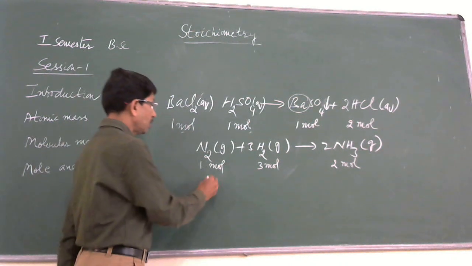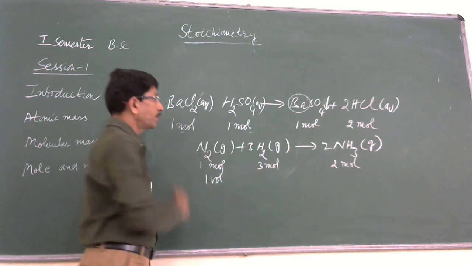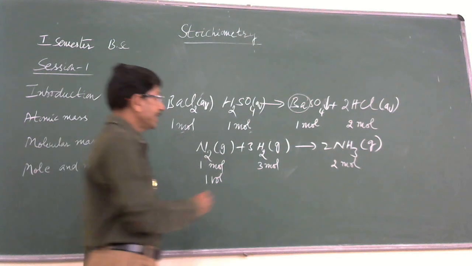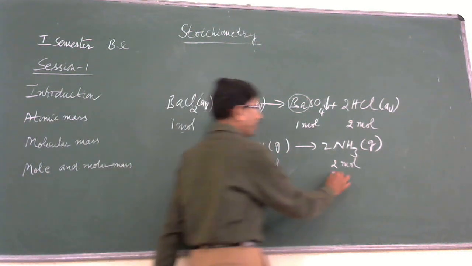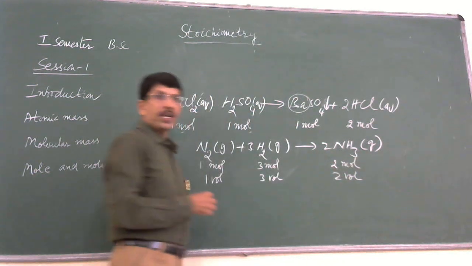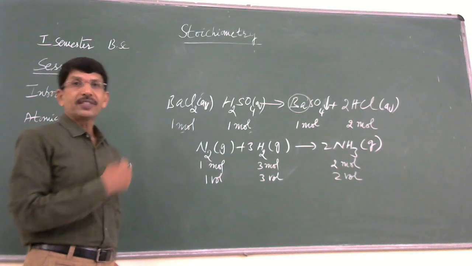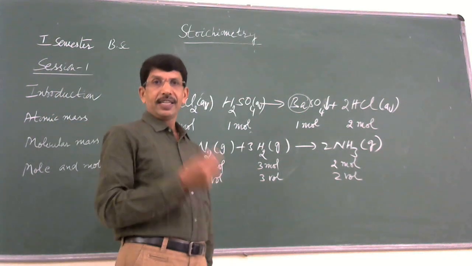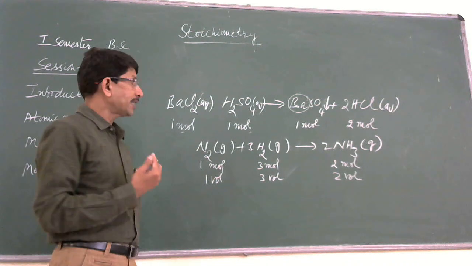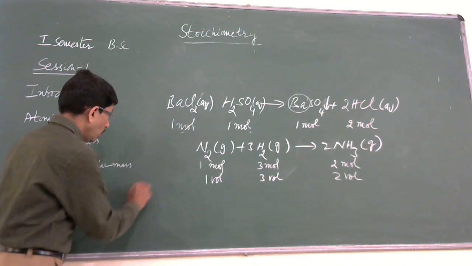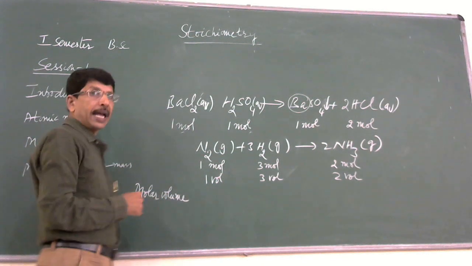The other way is we can also state it in terms of volumes. 1 volume of nitrogen gas reacts with 3 volumes of hydrogen gas to give 2 volumes of ammonia gas. This volume can be stated either in milliliters or liters. When it comes to liters, you have been taught about the molar volume. What's molar volume? The volume occupied by a gas or vapor.